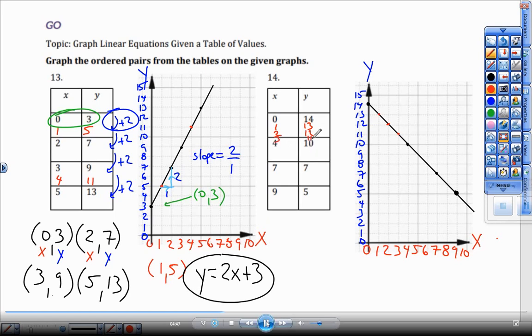And then you can see now you're going up. Oh, not going up, going down by 1. Y-intercept's 14. This would be y equals negative 1x plus 14. All right, let's keep going. This one going left to right uphill, positive slope, positive rate of change. This one going left to right downhill, negative slope, negative rate of change.